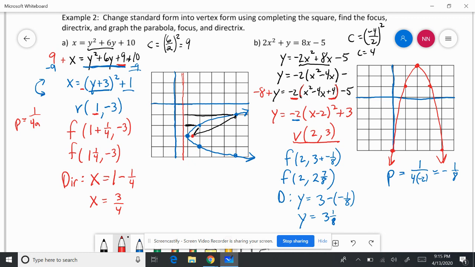Finding the focus and directrix. My focus is 2 and 7/8. And my directrix is a horizontal line at 3 and 1/8. And that right there would be my final graph.